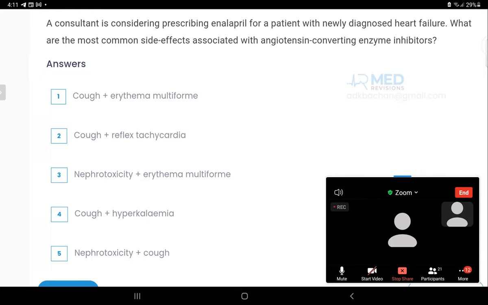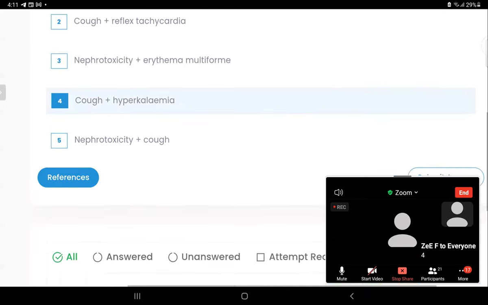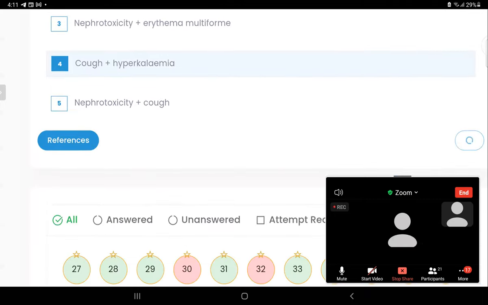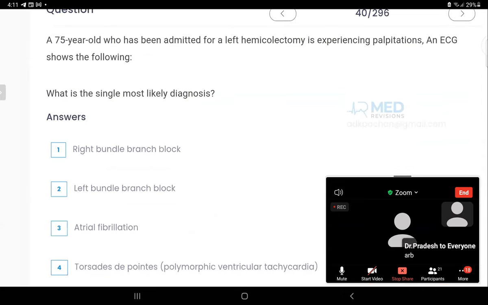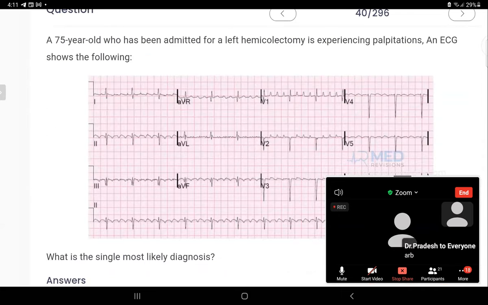All right. Cough and hyperkalemia. Dr. Safana says 4. Dr. Hamza says 4. Cough and hyperkalemia. Can you name 2 drugs that cause hyperkalemia? This is right. ACE inhibitors cause cough and hyperkalemia. Can you name 2 drugs? All right, ARBs. Apart from that, any other drug that causes hyperkalemia?